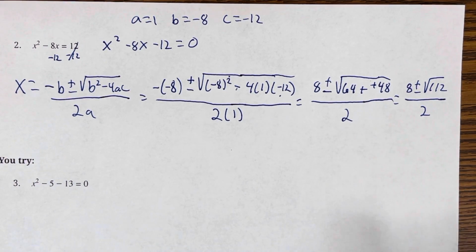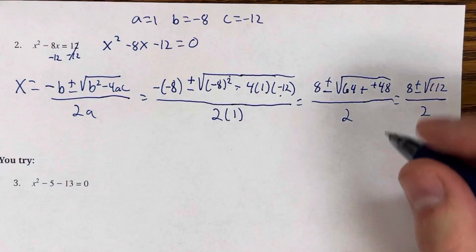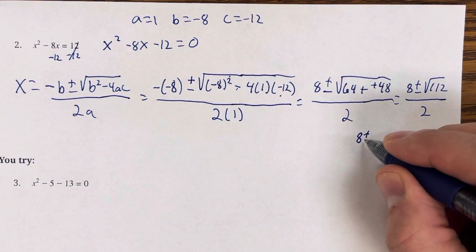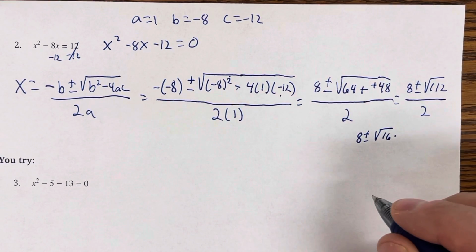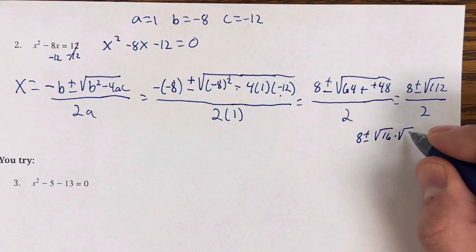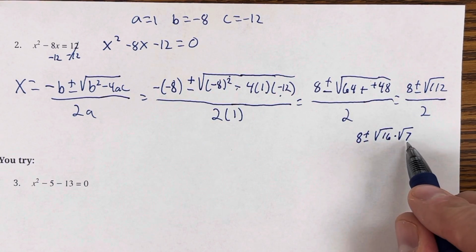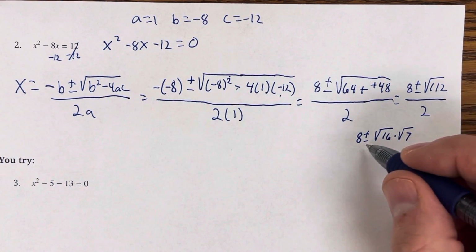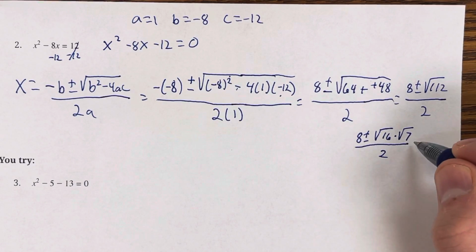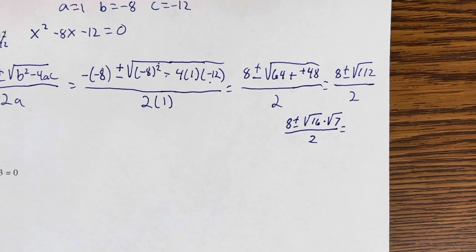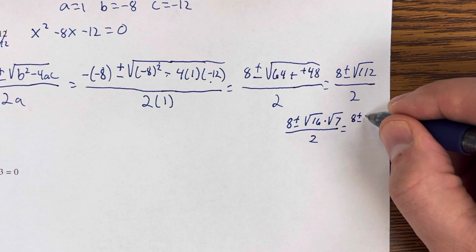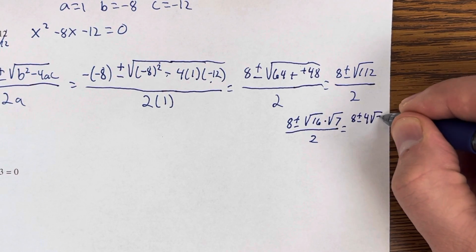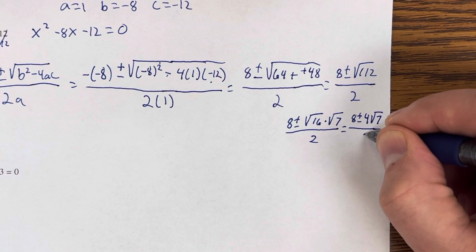So I am going to simplify this a little bit further. Rewriting down here, we have 8 plus or minus the square root of 16 times the square root of 7. 16 times 7 is 112, divided by 2. Then we can change that a little bit further because this is going to turn to a 4. So I have 8 plus or minus 4 times the square root of 7, divided by 2.